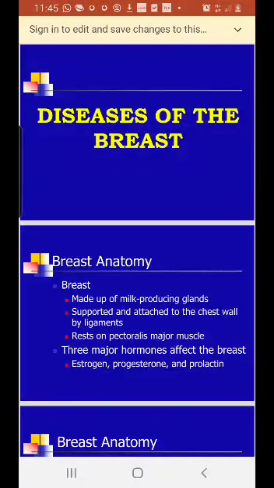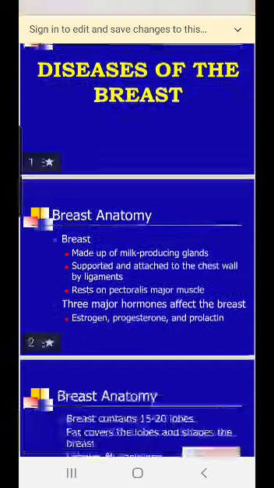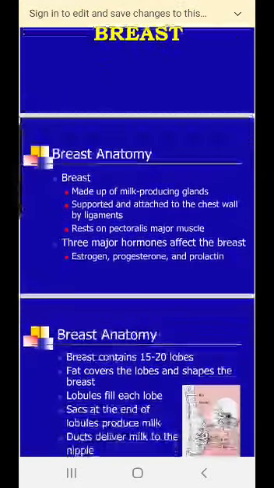Morning everybody. So today we are going to have a class on the diseases of the breast. This is Dr. Amrit Kaler, Professor of Pathology. Before we get into the diseases, we should know the anatomy of the breast.